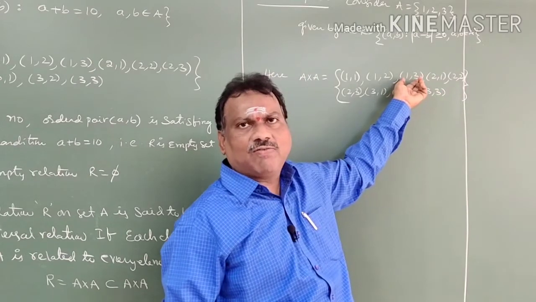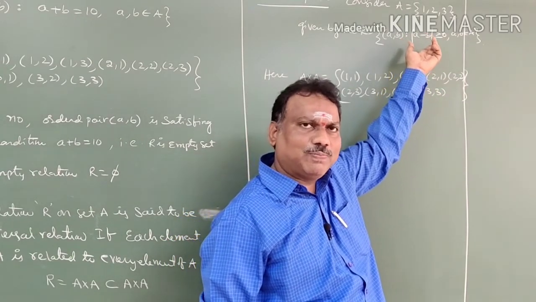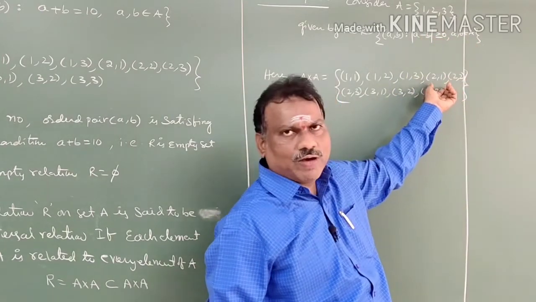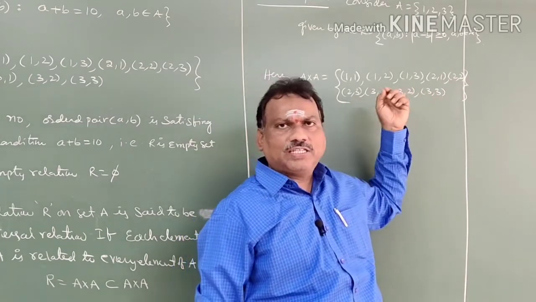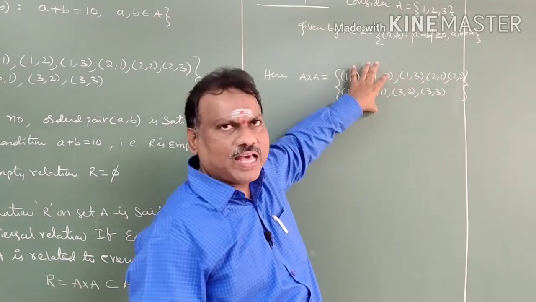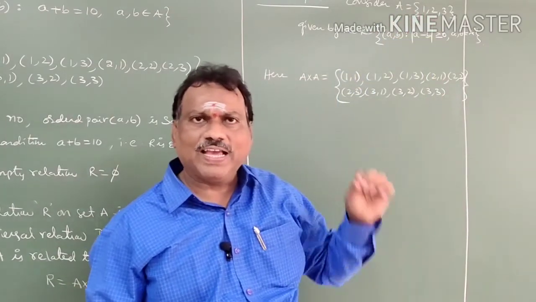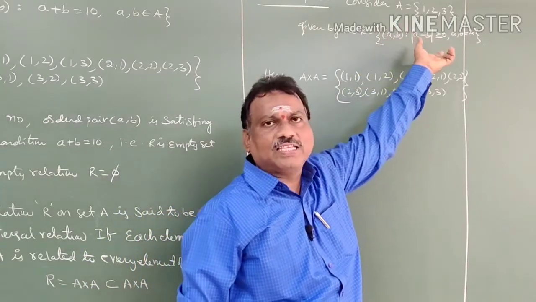Like 1, 3: 1 minus 3, you are getting minus 2. Modulus of minus 2 is plus 2. It is also greater than or equal to 0. Next 2, 1; 2, 2; 2, 3; 3, 1; 3, 2; 3, 3. You can check each and every ordered pair here. They must satisfy that condition. So all ordered pairs are satisfying this condition.